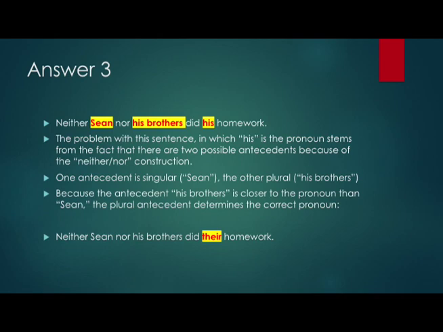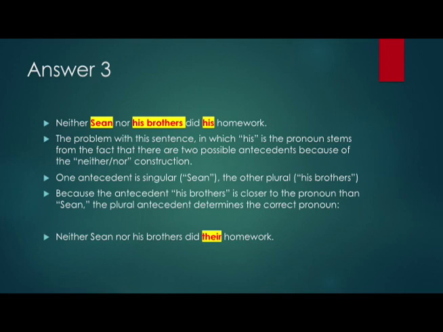So the problem we're facing in this sentence is this. We have one pronoun, which is "his," and it's singular. But the main issue is that this pronoun can potentially refer to two separate antecedents, one of them being Sean, the other being his brothers. And the reason that's the situation here is because we're setting up this comparison using "neither" and "nor." So Sean is an antecedent, it's singular. His brothers is an antecedent, but it's plural.